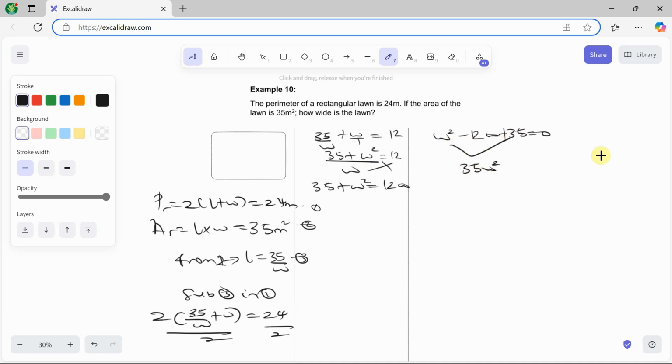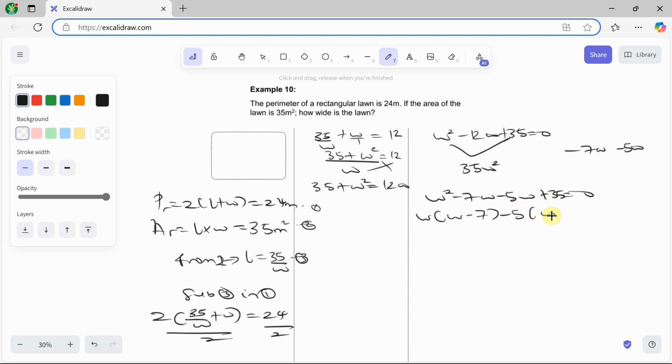So this is 35W squared. What are two things that I can multiply that will give me 35W squared, and if I add it, it will give me minus 12W? Basically, that is minus 7W and minus 5W. So if I substitute, that will be W squared minus 7W minus 5W plus 35 is equal to 0. If I group from this first, what is common? W is common. W squared divided by W gives me W. Minus 7W divided by W gives me minus 7. What is common in these two? Minus 5. Minus 5W divided by minus 5 gives me W.